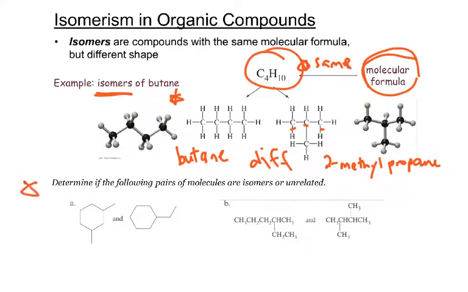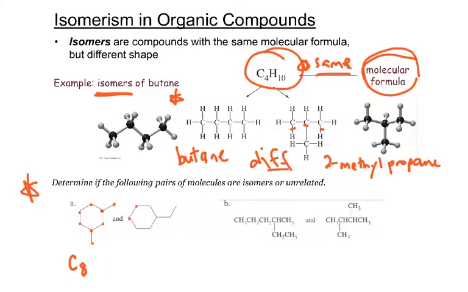So a practice problem here is simply determining, if you have a pair of molecules, whether or not they are isomers. Are they isomers or are they unrelated? What we're looking for is, do they have the same molecular formula and different structures? That's the definition. So the first thing we can do is determine the molecular formula. In A, I'm just going to count carbons first. 1, 2, 3, 4, 5, 6, 7, 8. So this one is C8.